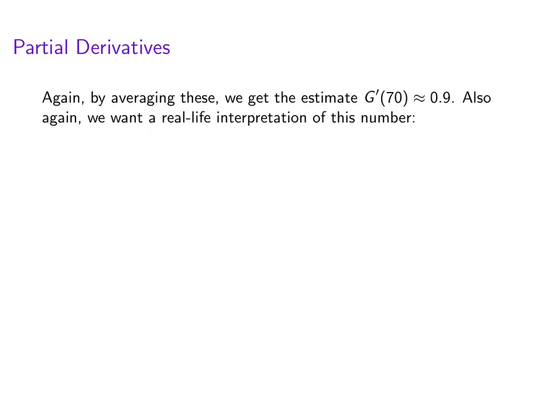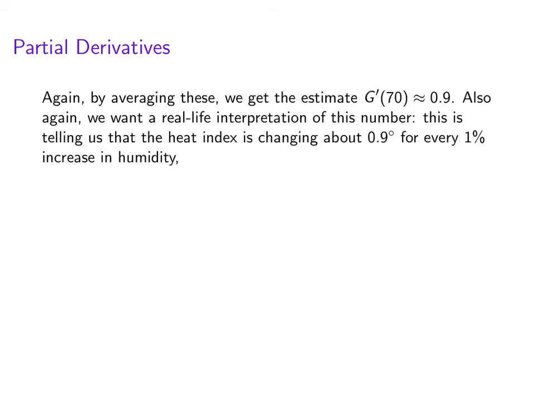And again, here's the important thing. We want a real-life interpretation of this number. This is telling us that the heat index is changing about 0.9 degrees for every 1% increase in humidity when the temperature is 96 degrees Fahrenheit and the humidity is 70%. So increases of 1 unit of temperature make a big difference in the heat index. Increases in the humidity, not so much.